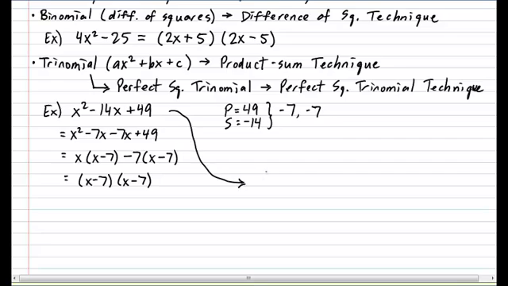Perfect square trinomial technique is very, very quick. It comes from a binomial being squared, and in the bracket you square root the first term, square root the third term, and you take the sign of the middle term. Notice that these two are the same.